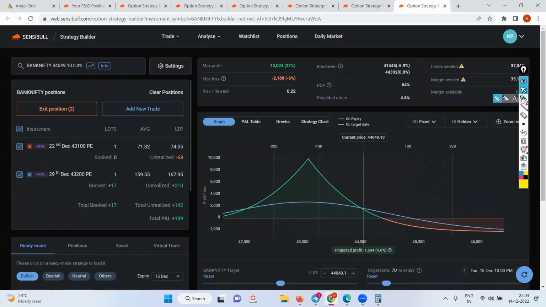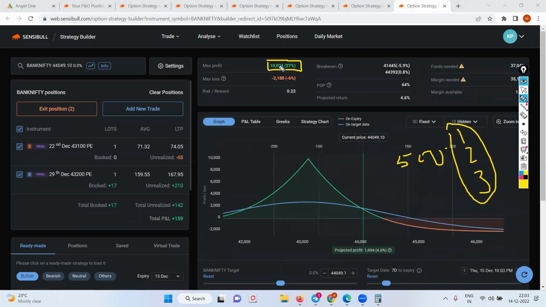So maybe I would not mind taking a loss of 500 rupees one time, two times, three times, and then I'll be capturing this 10,000 profit. That's my strategy. So 1500 is my loss, and then 10,000. That's it. This is what you have to plan. So try to take the advantage of rising VIX.